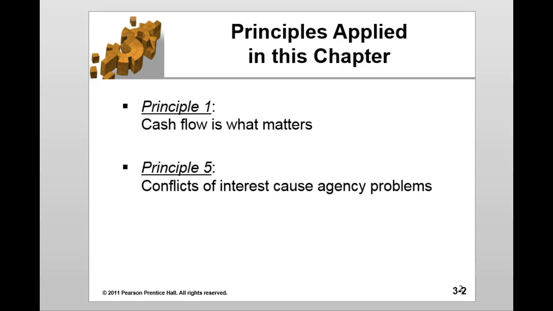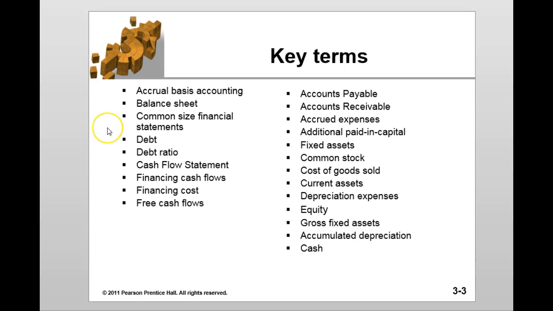As before, we're always going to go back to those principles that we looked at in the first chapter, and the two finance principles addressed in this chapter are: cash flow is what matters, and conflict of interest caused by agency problems. And that deals with manipulating accounting data and giving better reports than are actually true. So, let's get started. Let's look at the key terms.